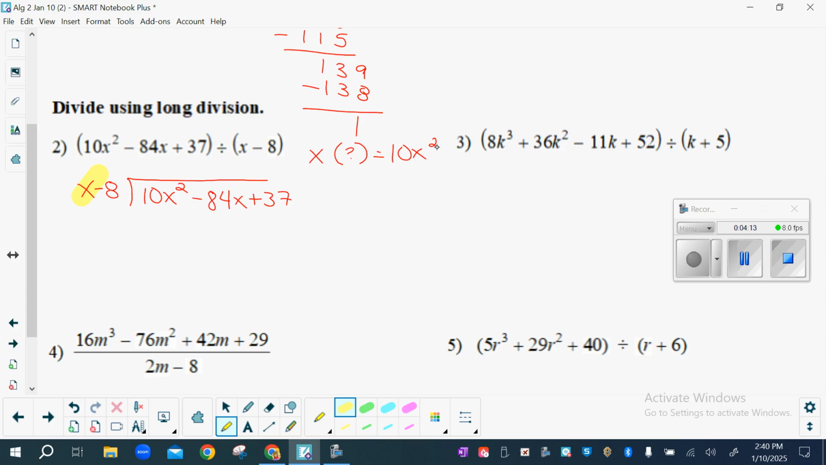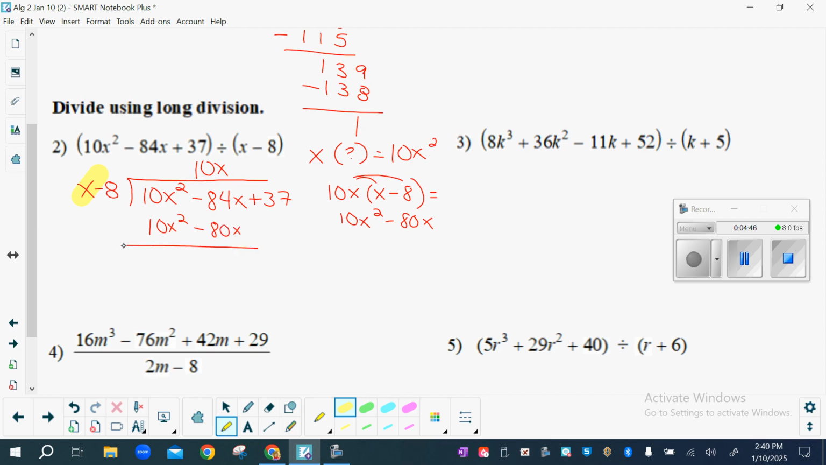And so we have a 10x. And so we're going to take that 10x, and it doesn't matter where we put that 10x. And so we're going to take this 10x, and on the side, we're going to multiply it by our x minus 8. So we're going to use the distributive property, right? So what do we get? 10x squared minus 80x. So we're going to put that down here, 10x squared minus 80x.